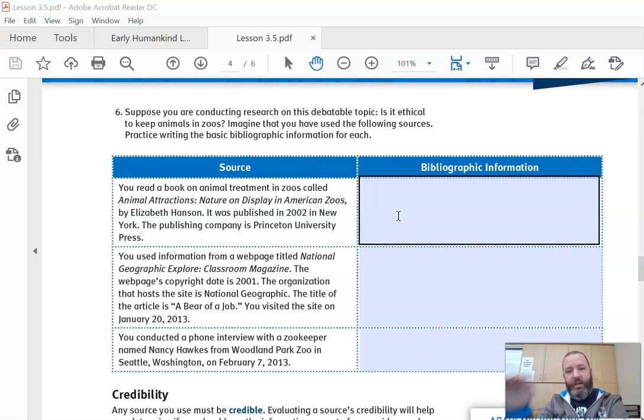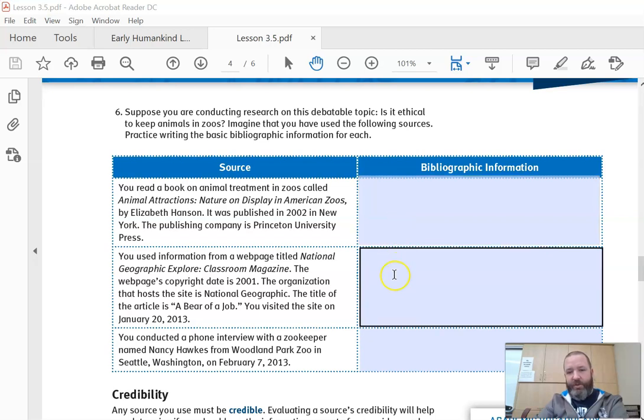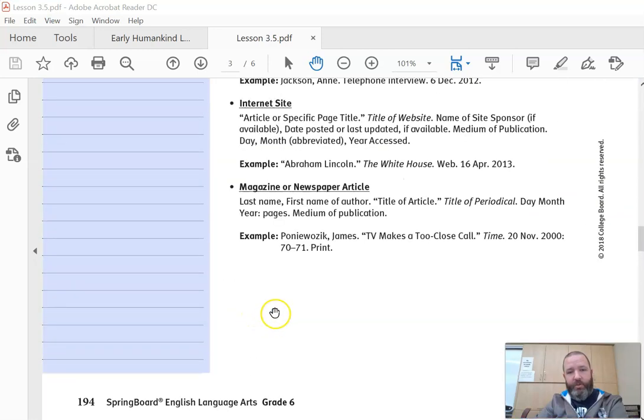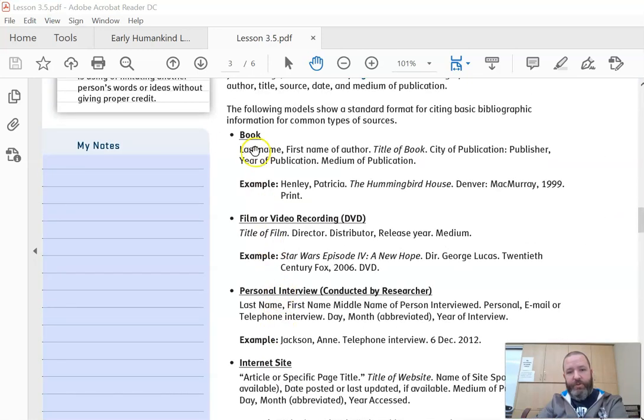Remember I taught you how to use Citation Machine earlier, and now you're going to struggle a little bit, and that's okay, to do it the old-fashioned way. And this is the only time you're going to have to do it the old-fashioned way, but it is good to know how to do it and know what the purpose is, like how to organize these things. So here are your 3 sources. There's a book, there's a website, and there's an interview. So you're going to go back up here and you're going to use this format right here.